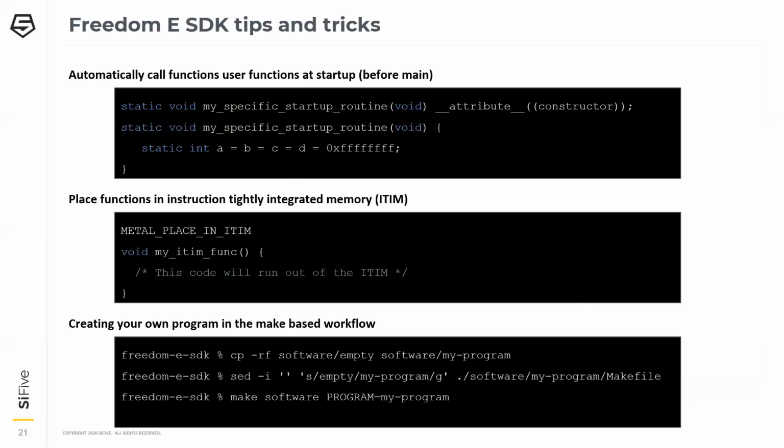Great. Now that we have such a comprehensive understanding of what the Freedom E SDK is, I'd like to leave you with a few tips and tricks before we start the demo. The programming environment for the Freedom E SDK is a standard C programming environment. If you have some special code that you would like to be called before main, you can use the attribute constructor to instruct the build and execution to invoke that method as part of initialization. That is, it's called before main.